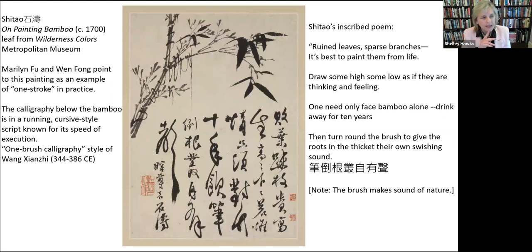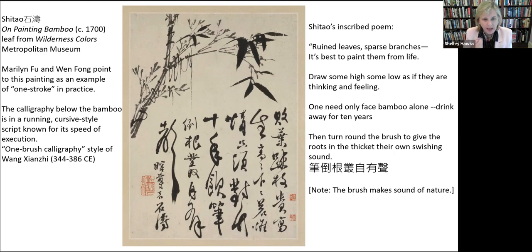So this painting is very interesting because the scholars Marilyn Fu and Wen Fang point to it as a really good example of the one stroke in practice. So Shitao painted this bamboo plant beginning on the side of the painting, creating this very elegant branch out to the leaves, and then the leaves pointing to his inscription, and the calligraphy of the inscription is in a running cursive style of script that is really known for its speed of execution.